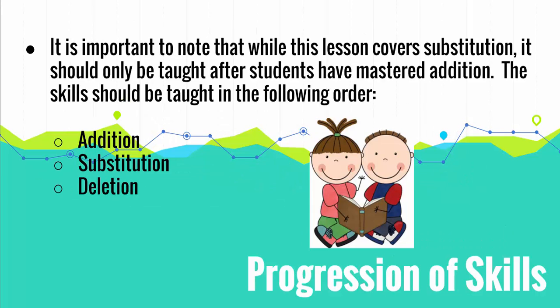It is important to note that the skills in the standard should be taught in a certain order. Students should have shown mastery in addition and substitution before moving on to deletion. Each skill should be taught in isolation and then can be reviewed and practiced in cumulative activities.